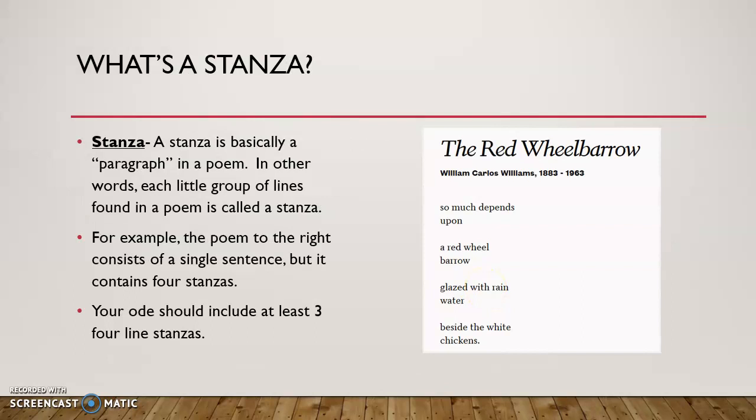So, I said that you're going to need to have 3 4-line stanzas. If you need a reminder, a stanza, like it says here, is basically a paragraph in a poem. In other words, each little group of lines found in a poem is called a stanza. You're going to need 3 4-line stanzas. Thing to remember is that you are the poet. You decide where your lines break. Like in this example poem over here to the side. This is a famous poem by William Carlos Williams, but the entire thing is a single sentence. Nevertheless, that single sentence has been broken up into 4 stanzas. Each little stanza is a couplet, 2 lines. Each one of your stanzas is going to be 4 lines, and you're going to need at least 3 of them. So, keep that in mind, but also remember, you break the lines wherever you see fit.